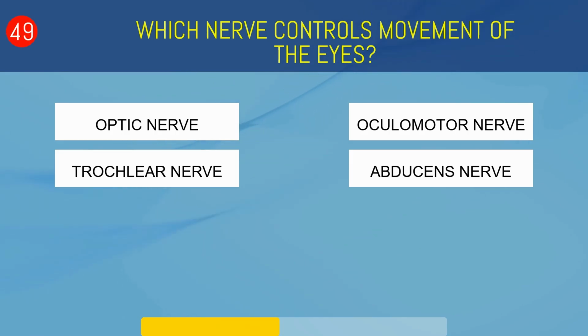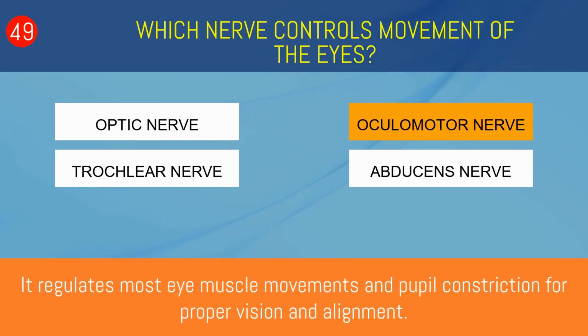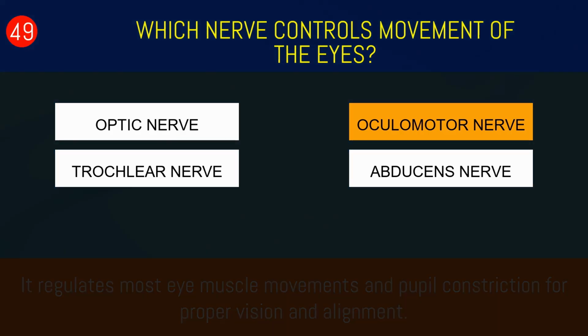Which nerve controls movement of the eyes? Optic nerve, trochlear nerve, oculomotor nerve, or abducens nerve? Oculomotor nerve. It regulates most eye muscle movements and pupil constriction for proper vision and alignment.